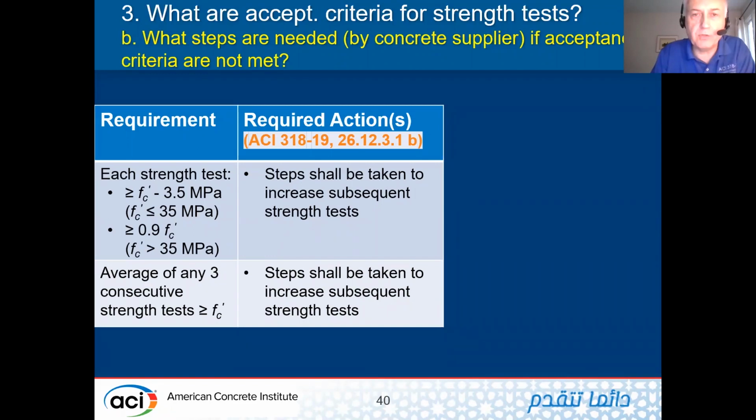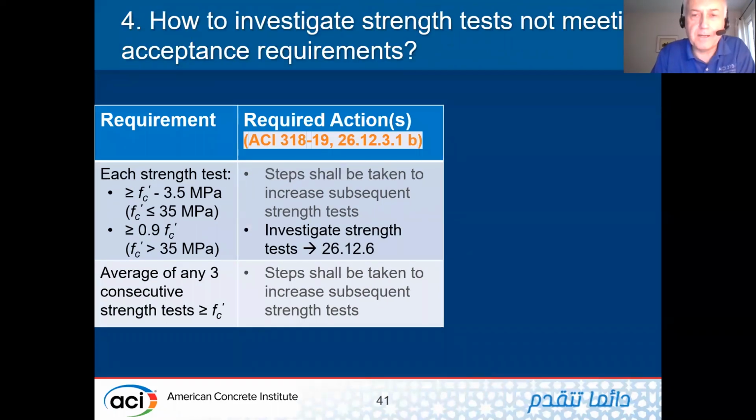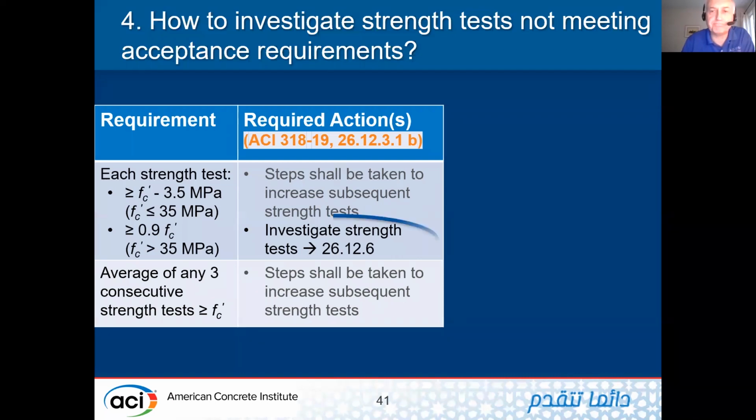So going back to those requirements, let's say you take all the steps and still you have the issues. But another thing is that it's not only those steps to take to increase subsequent strength tests, but if you have non-compliance when it comes to the individual strength test, you must also investigate those strength tests. And what does it mean?